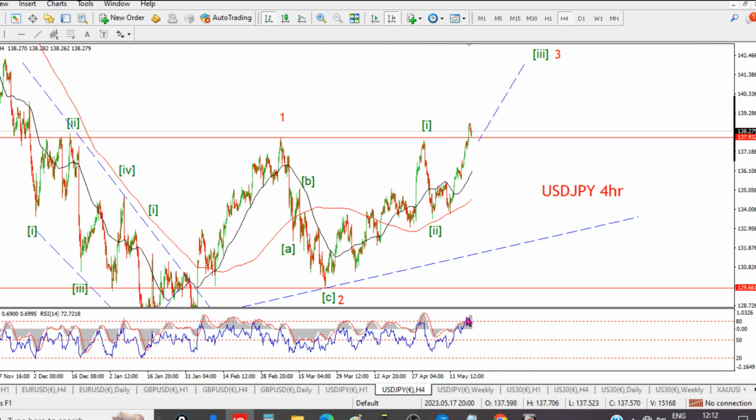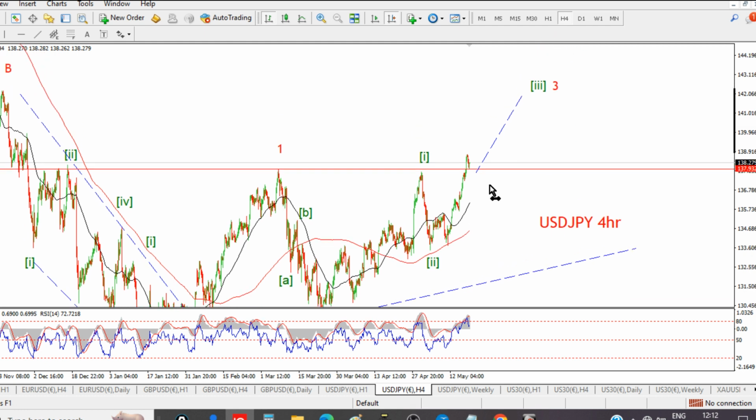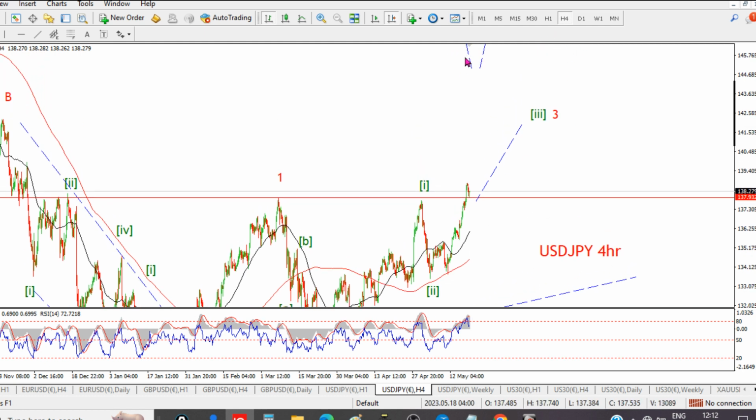Dollar yen. Dollar yen has turned bullish. I think I was talking about this last week. I was suggesting that if the market actually rallied and broke out above wave 1 again, then we'd switch right back to the bullish count. So here we are, right back to the bullish count again.